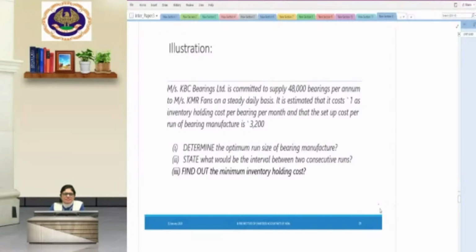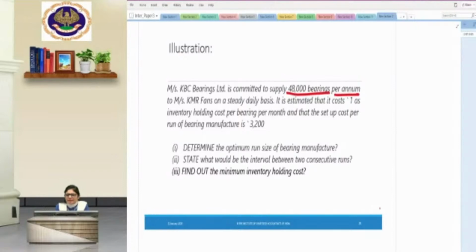So this Messrs KBC Bearings, please take note of this question. To supply 48,000 bearings per annum. So this information is already per annum. You have to take note: you want per annum. If it's monthly, multiply by 12. If it's weekly, multiply by 52. If it's daily, multiply by 365. You need the annual demand. So if a monthly figure is given, like in the previous question, multiply by 12. Daily figure, multiply by 365. Weekly figure, multiply by 52. You have to find out the annual demand. Clear? Here annual is already given.